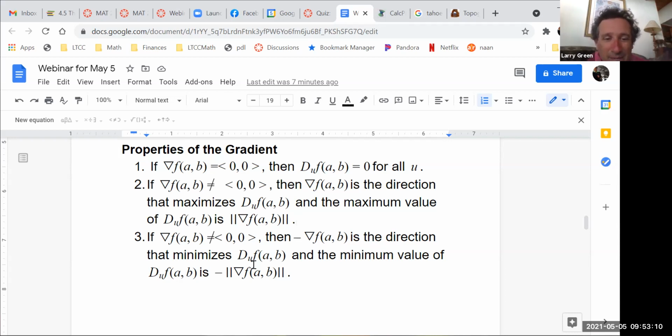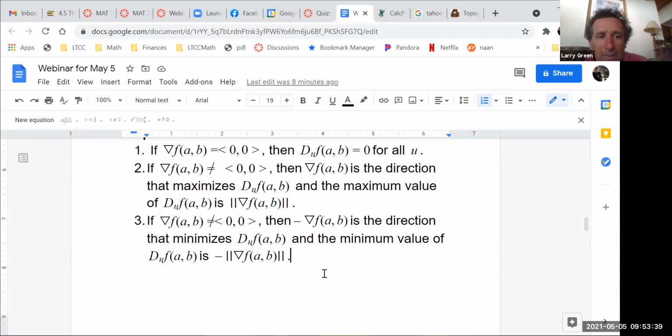So number three says if the gradient is non-zero, then negative the gradient of f at (a, b) is the direction that minimizes the directional derivative of f over all possible directions. And that minimal value is negative the magnitude of the gradient. That should be obvious. Do you agree that's obvious? That the opposite direction will be going down the most?